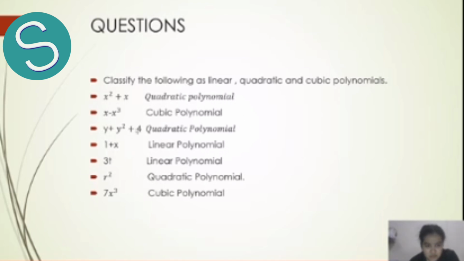Next is y plus y square plus 4. Here y is variable and highest power of y present in this polynomial is 2. So this is a quadratic polynomial. 1 plus x. Here variable is x and highest power of x is 1, so it is a linear polynomial. Next is 3t. So t is variable and its highest power is 1, so this is a linear polynomial. Next is r square. Highest power of r is 2, so it is a quadratic polynomial. 7x cube. Here highest power of x is 3, hence it is a cubic polynomial.